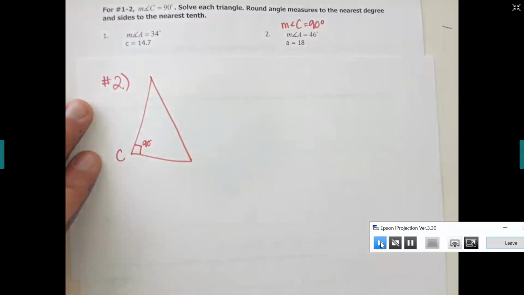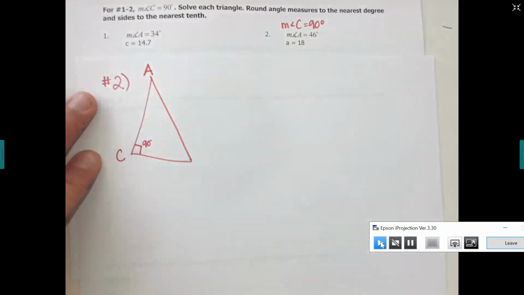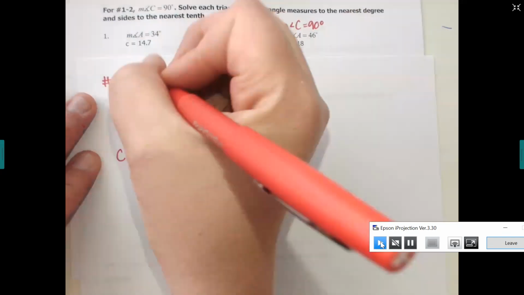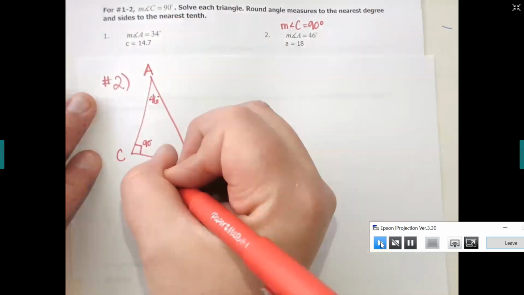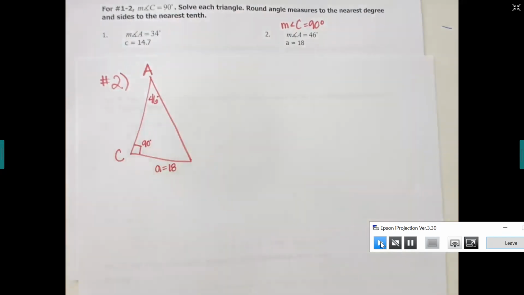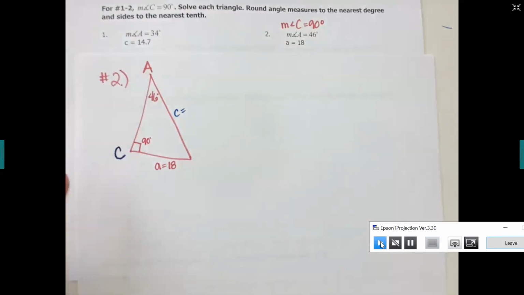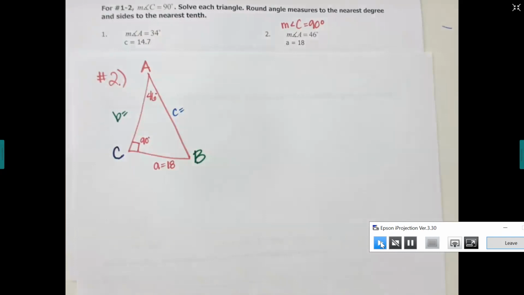Then let's put A at the top. And how big is capital A? Make sure we're doing number 2. 46. And that means that little a has to go across the triangle from big A. So little a is 18, that's going to be down here. Okay, let's fill in the remaining corners. If this is big C, then little c goes across from it. Which means that the only corner left for me to label would be B. If big B is here, then little b is here. Okay?